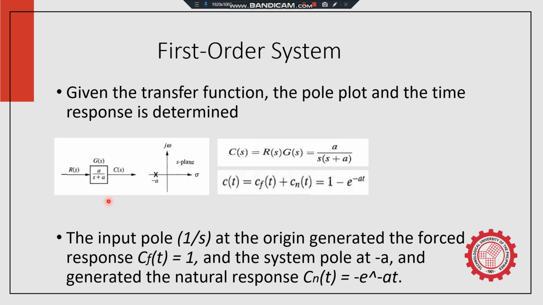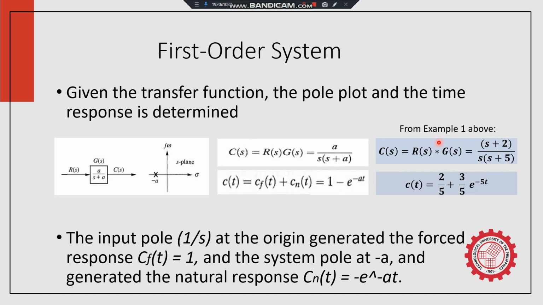So the input pole, 1 over s at the origin, generated the forced response, the c of t. And the system pole at negative a generated the natural response, which is this one, as we could see already here.